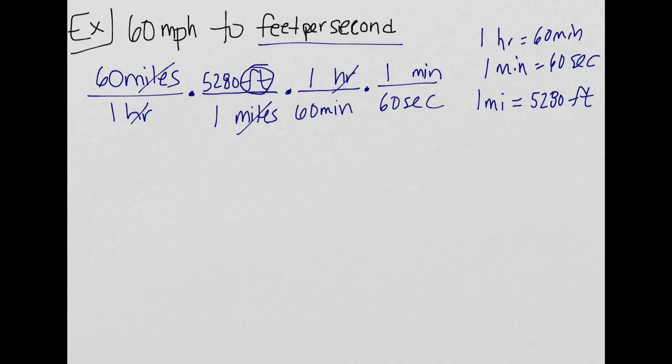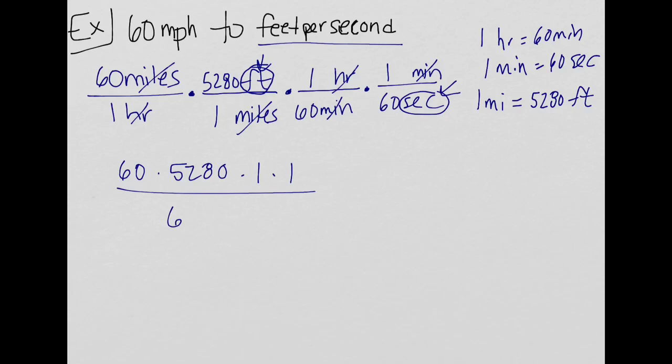So again, minutes cancels with minutes. I'm left with seconds. We'll check it out. I've got feet per second, because seconds on bottom, which is what I wanted. So now it's just multiplication. 60 times 5,280 times 1 times 1, all over 1 times 1 times 60 times 60. So let's do our math again.